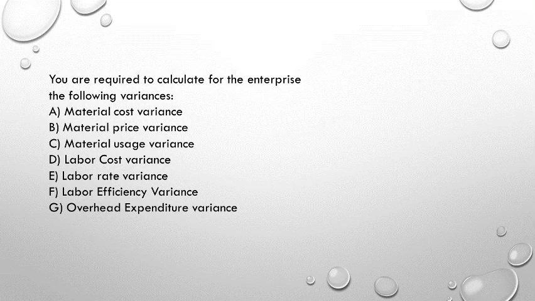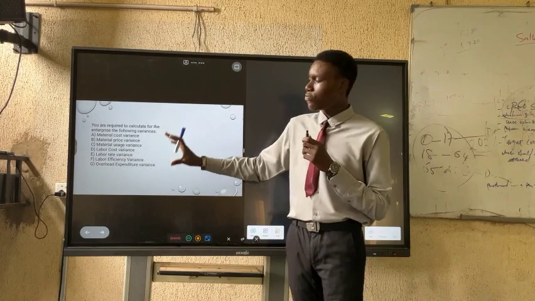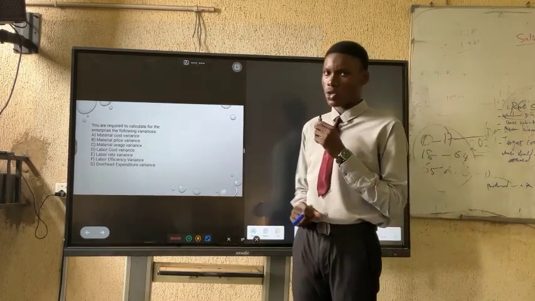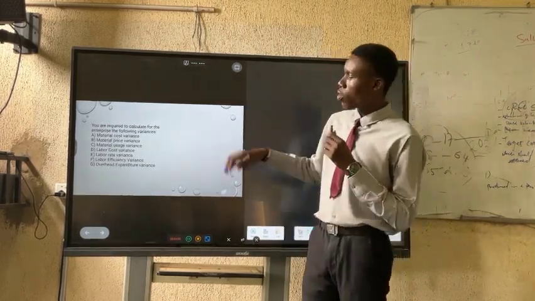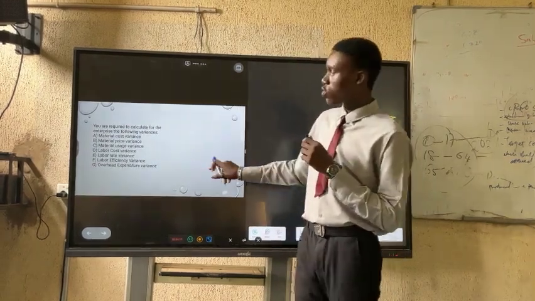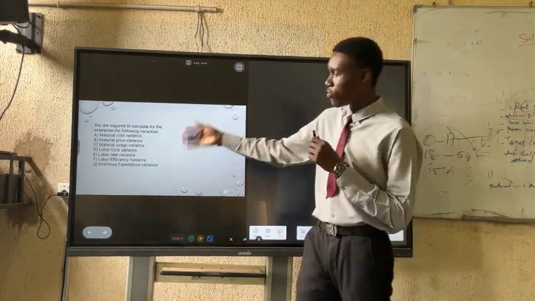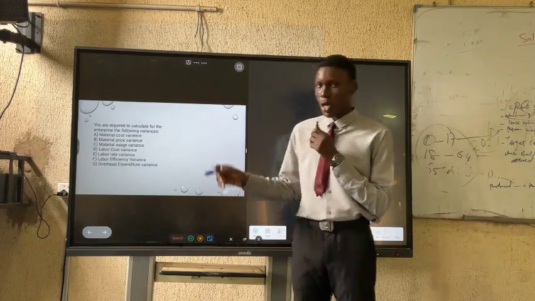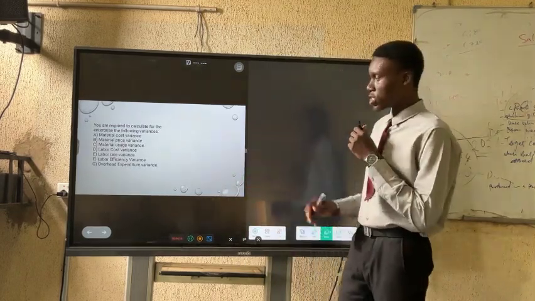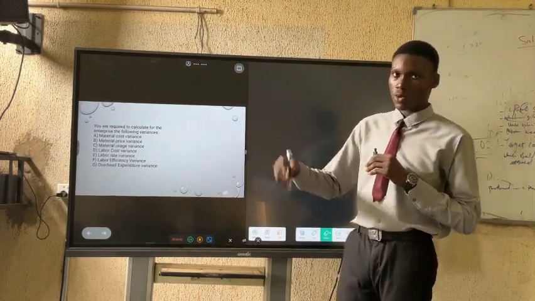So now, if you can recollect, in the beginning of the video, on one of the pages, I told you guys that I was going to continue the explanation on these following types of variance analysis. So now we'll be working with these 7 types. What is required of us to solve this question is to calculate for the enterprise the following variances: material cost variance, material price variance, material usage variance, labor cost variance, labor rate variance, labor efficiency variance, and overhead expenditure variance.